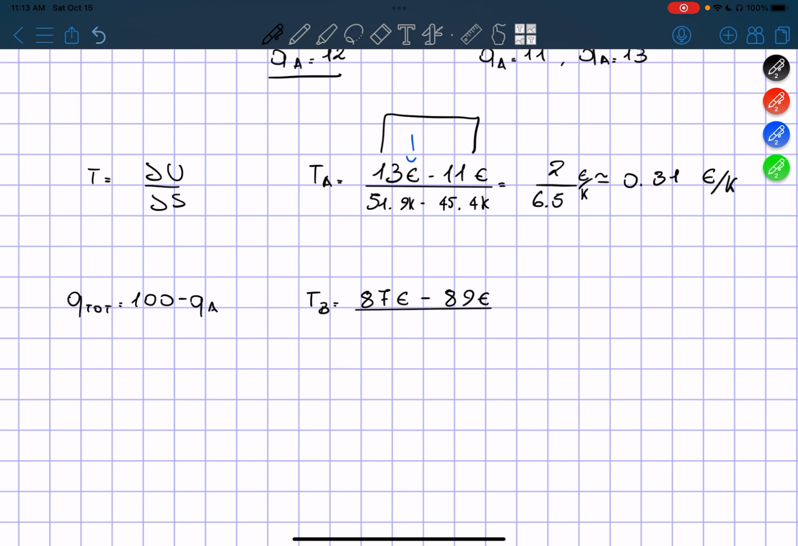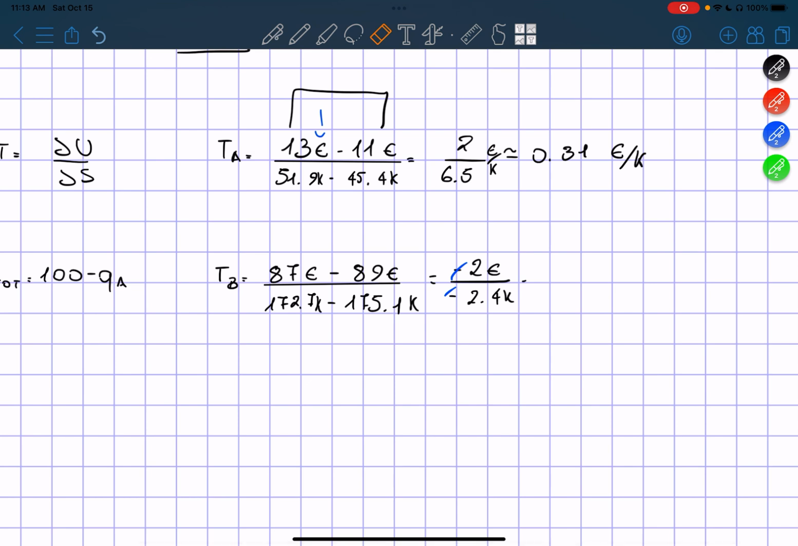Okay, so we have 172.7 minus 175.1, and here again, the Boltzmann constant. So we're going to have 2 units of energy over 172.7 minus 175.1, which is, sorry, of course, negative 2 over negative 2.4 times the Boltzmann constant, so we get rid of the negatives. We're going to have 2 divided by 2.4, which is about 0.83 units of energy over the Boltzmann constant.